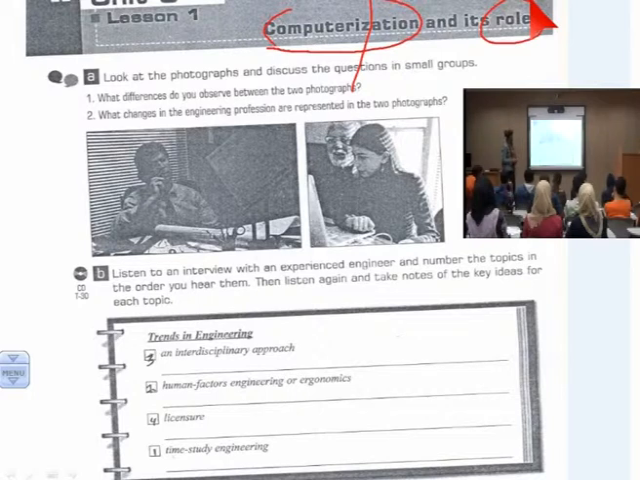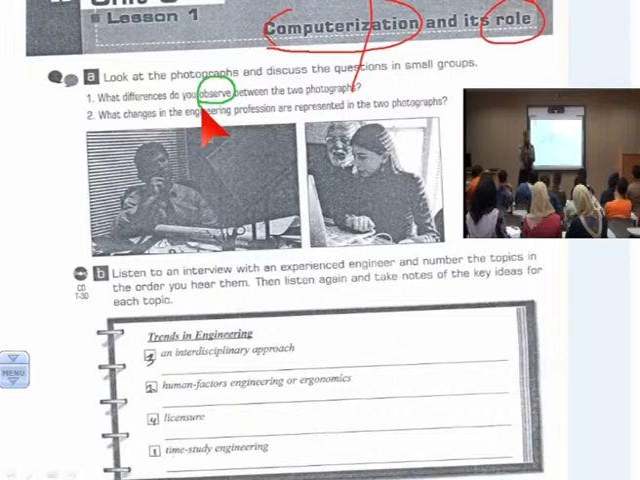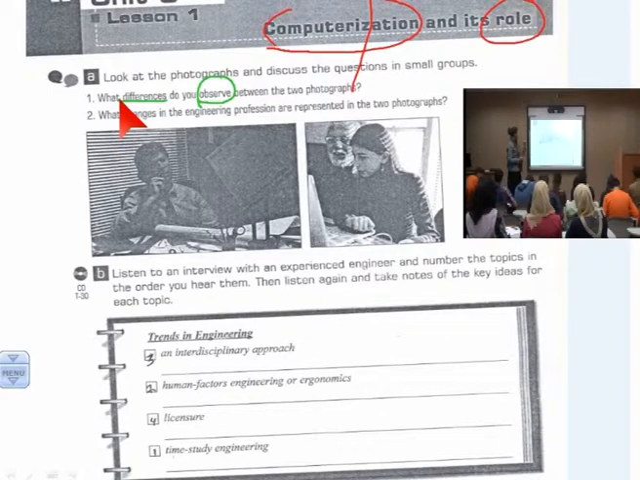Let's start with the first question. It says, look at the photographs and discuss the questions in small groups. What differences do you observe between the two photographs? So let's have a look at the photographs and tell me, what can you see in the two photographs? And we have the word observe. Observe, it means you notice, you see something there. So what differences? You should know the word differences. So we have lots of differences, and let's see what are the differences you can detect or observe in those two photographs.